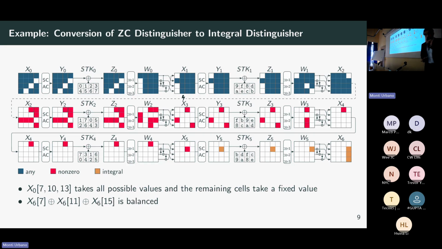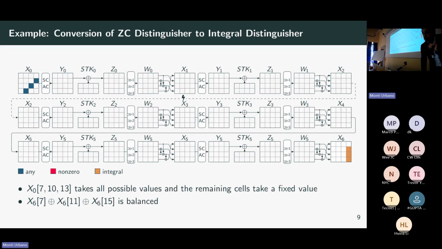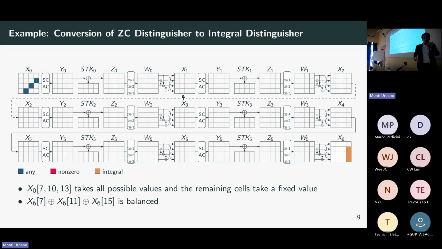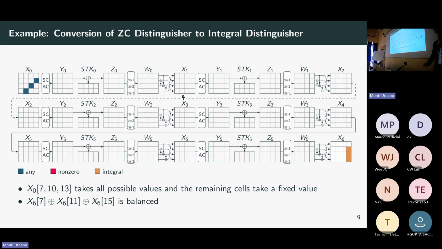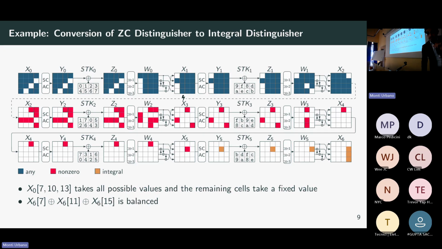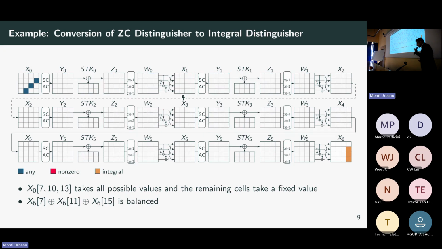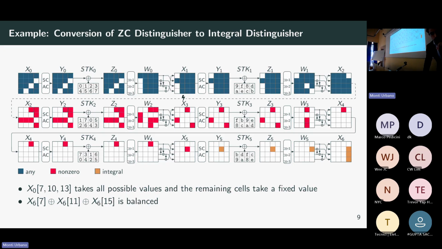This shape represents a zero correlation distinguisher for 6 rounds of SKINNY. According to the theorem, if you want to convert it to an integral distinguisher, you just need to invert the activeness pattern at the input. It means you need to activate those blue cells, and then you will get a balanced property for the XOR of the active cells in the output. Look at this short animation. This is the zero correlation distinguisher. Just invert the input activation pattern, then you will get an integral distinguisher. Okay? It's a simplification, but let's get back to the theorem.